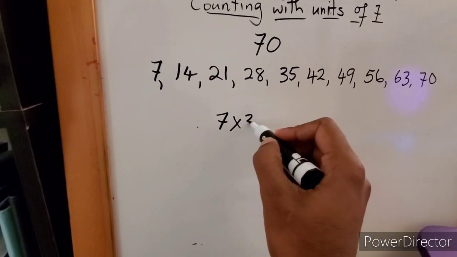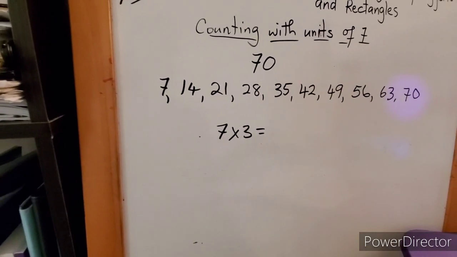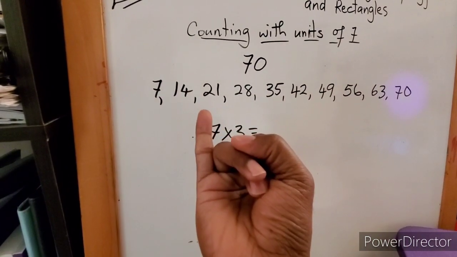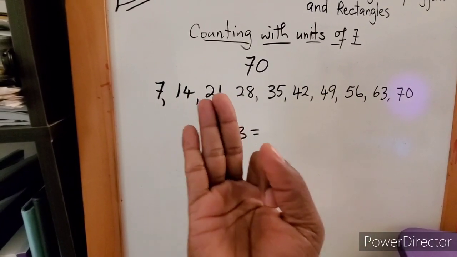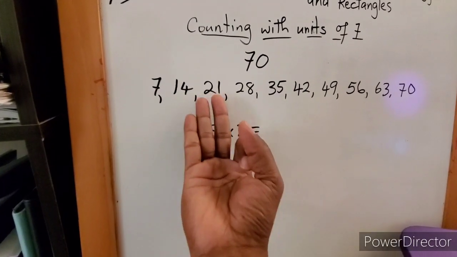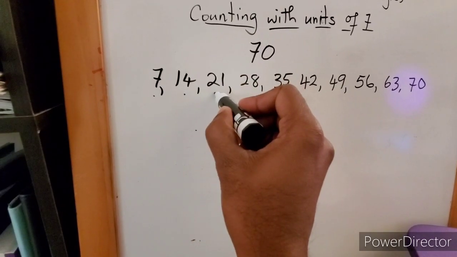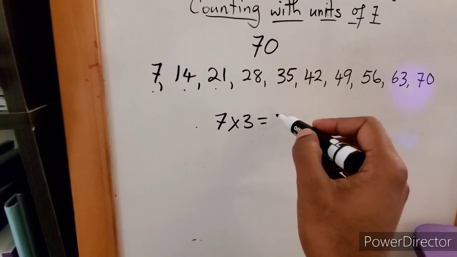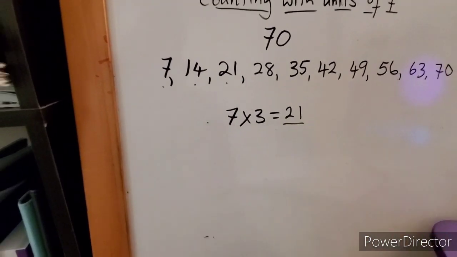Let's look at 7 times 3. What is 7 times 3? And you could also count on your finger. 7 ones, 7. 7 twos, 14. 7 threes, 21. And notice that my finger is pointing at 21. So 1 seven, 2 sevens, 3 sevens, it's 21. Okay, that's it right there.